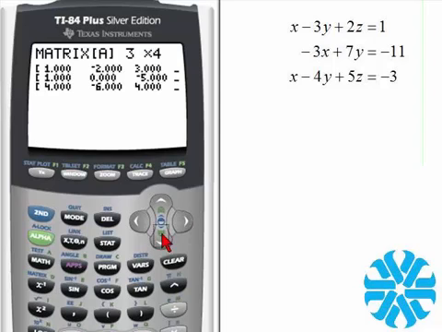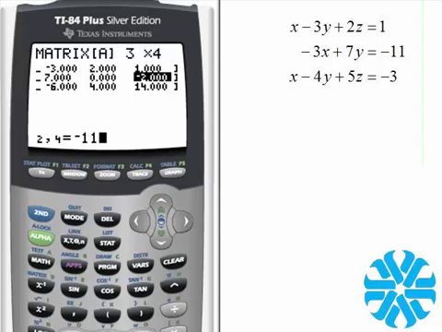Let's just change these values. So we have 1x is fine. We want this to be negative 3. Enter. And then 2. Enter. And then 1. Enter. Now, negative 3, 7. There are 0 z's. Okay. And we want this to be negative 11. Enter. 1 for the x, negative 4 for the y, and 5 for the z, and then negative 3. Enter.